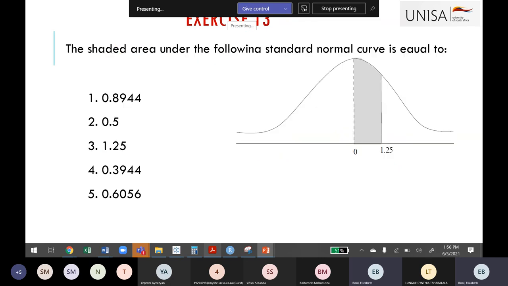So from question 13, you can answer it. I'll just give you hints on how to answer some of these questions. Question 13 is asking you to find the shaded area. So this is the probability of between. We're going to assume that this is the Z normal distribution values already calculated. So they're giving you 0 and 1.25. You need to take those two values and find the probability that Z lies between 0 and 1.25. And that will give you an answer from one of those.